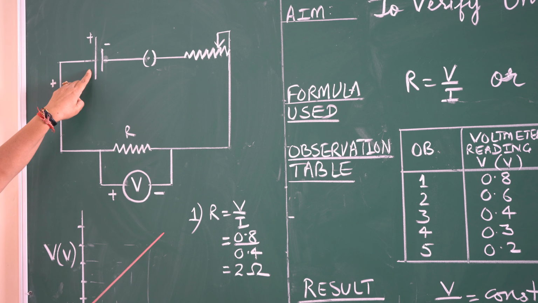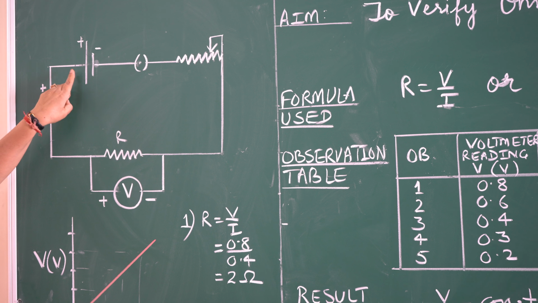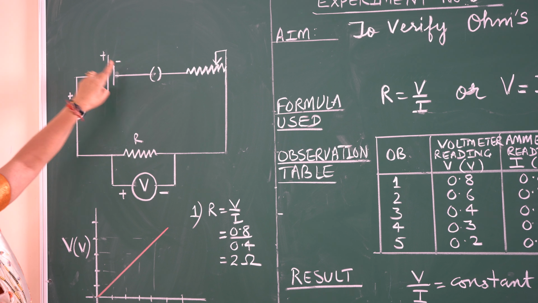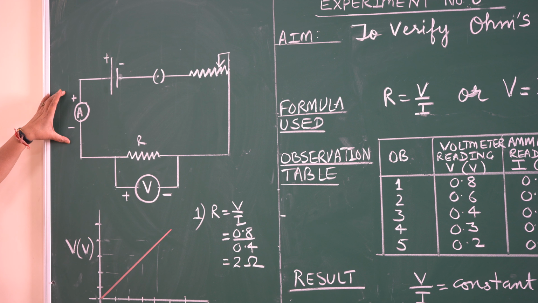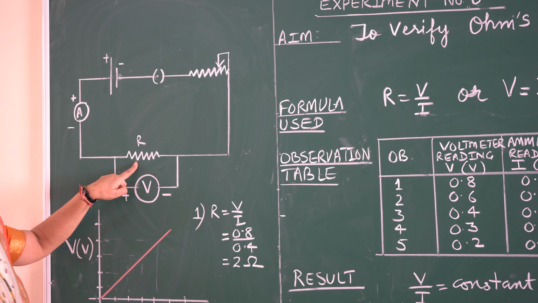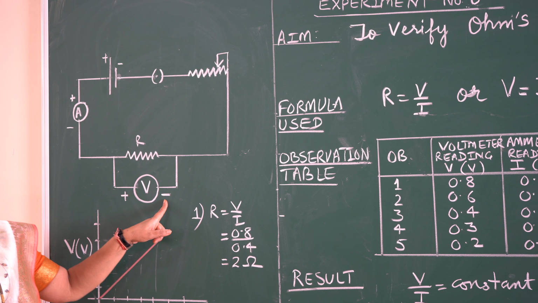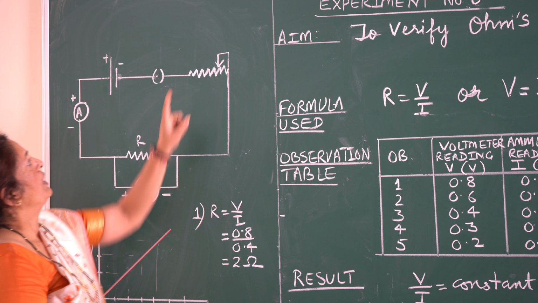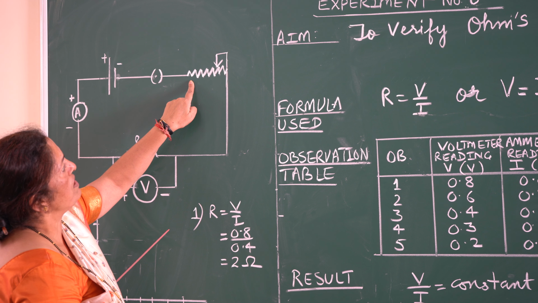Now this is a cell. I can use a battery. We are using a cell, so I have drawn a cell here with the positive point and the negative point, positive electrode and the negative electrode. There's an ammeter having the positive and the negative end shown. This is a resistor which is offering the resistance in the circuit. There's the position of the voltmeter with plus and minus indicated clearly. There's a rheostat which is going to change the value of the current in the circuit.